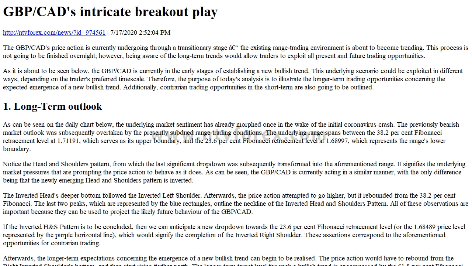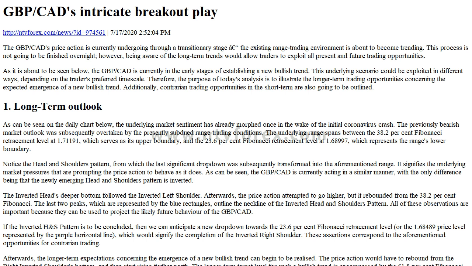Notice the head and shoulders pattern, from which the last significant drop down was subsequently transformed into the aforementioned range. It signifies the underlying market pressures that are prompting the price action to behave as it does. As can be seen, the GBP CAD is currently acting in a similar manner, with the only difference being that the newly emerging head and shoulders pattern is inverted. The inverted head's deeper bottom followed the inverted left shoulder.